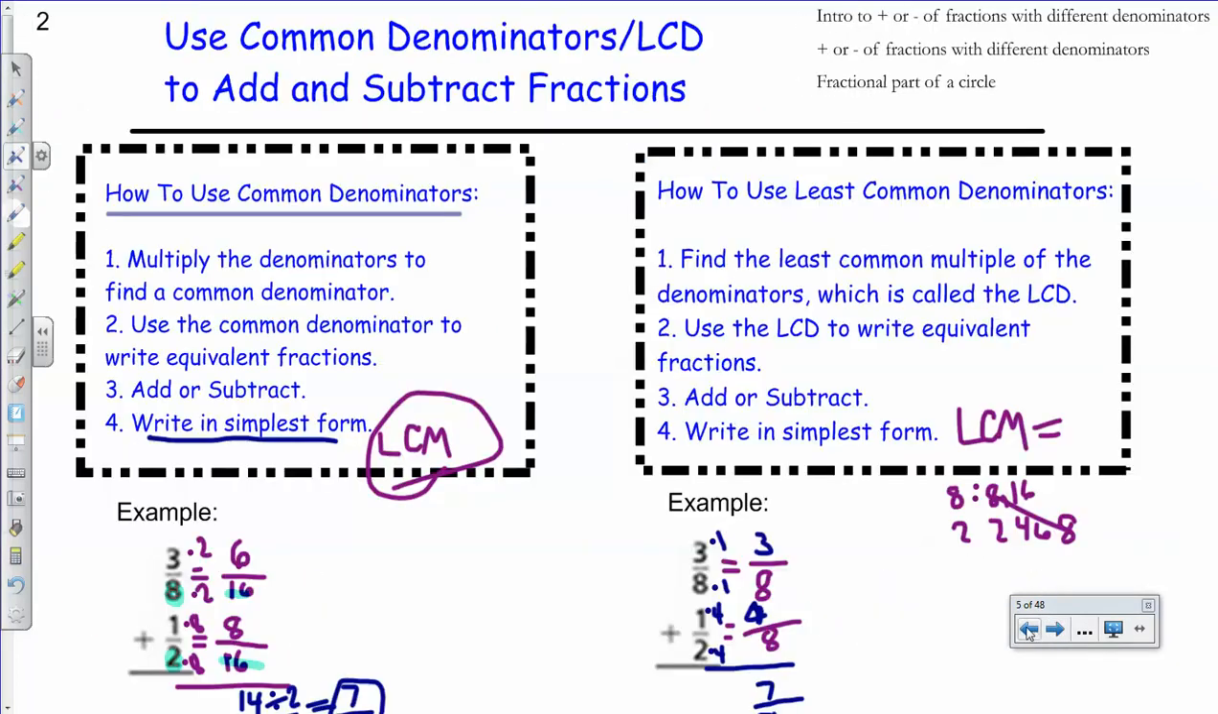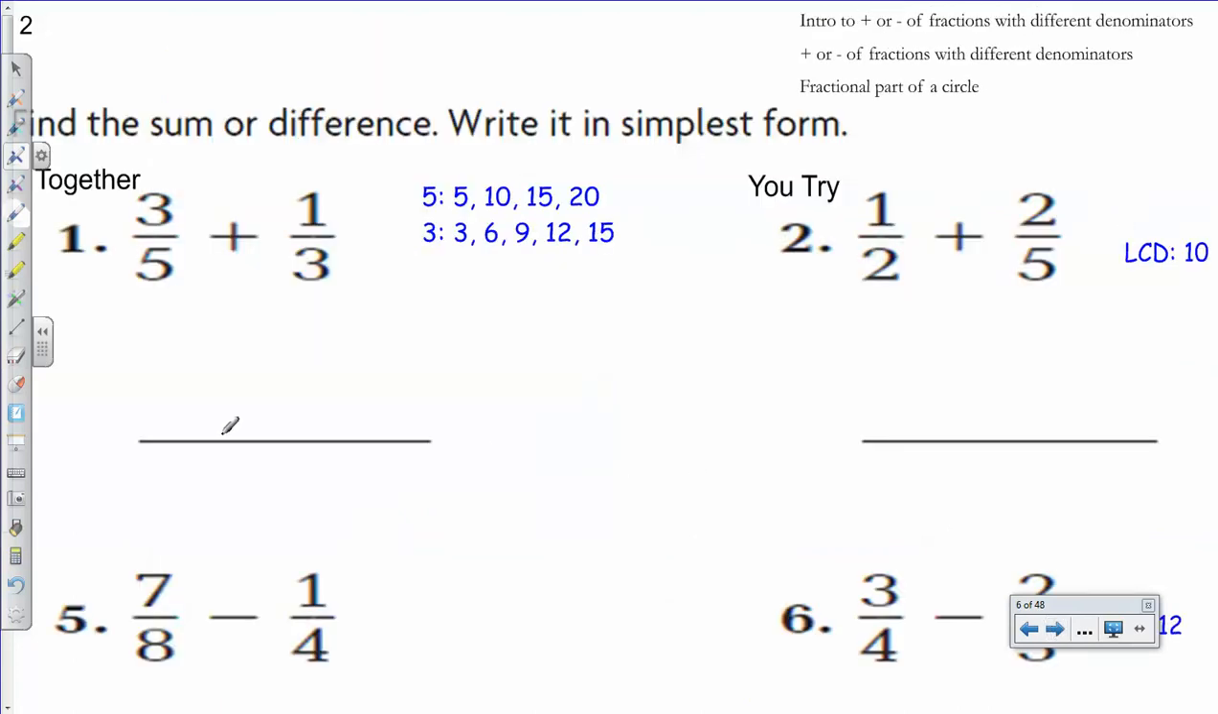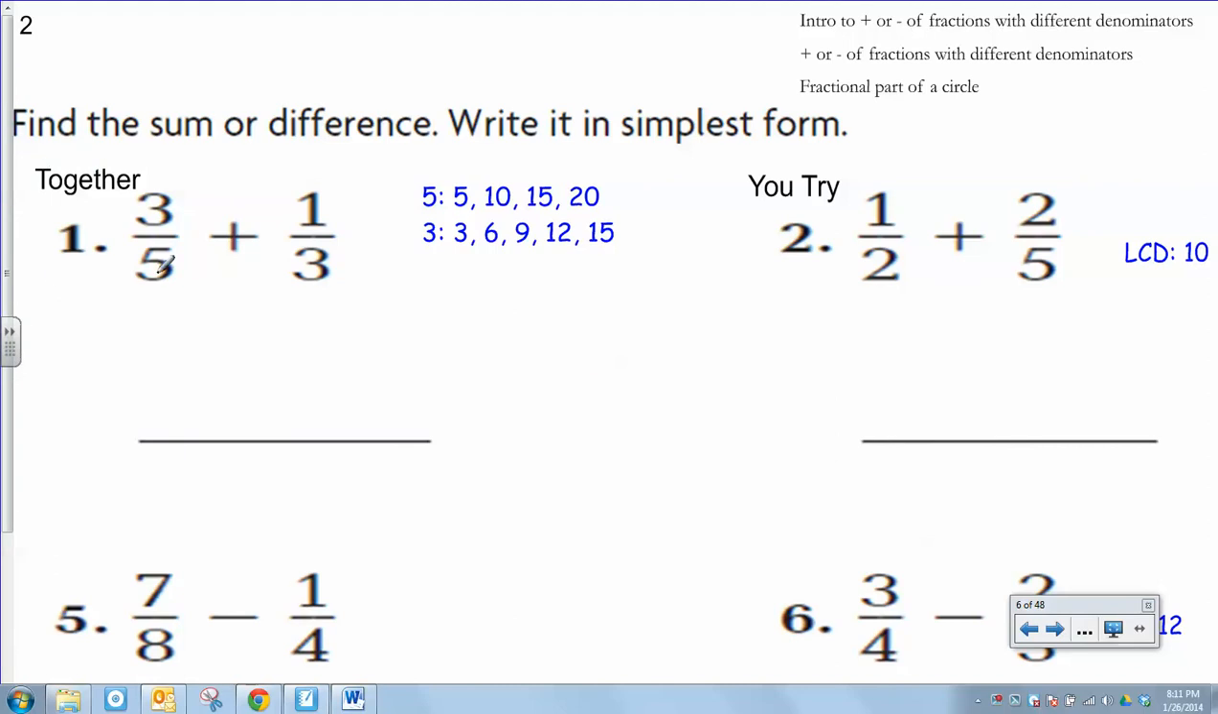So remember to use this as a reference. How do I do it? I follow these steps. I follow these 4 steps. And then we apply that to our problem. So let's do this together problem. I have 3/5 of something and 1/3 of something. So I can see that 3 and 5 aren't the same denominator. So my rule is I have to find my least common denominator.